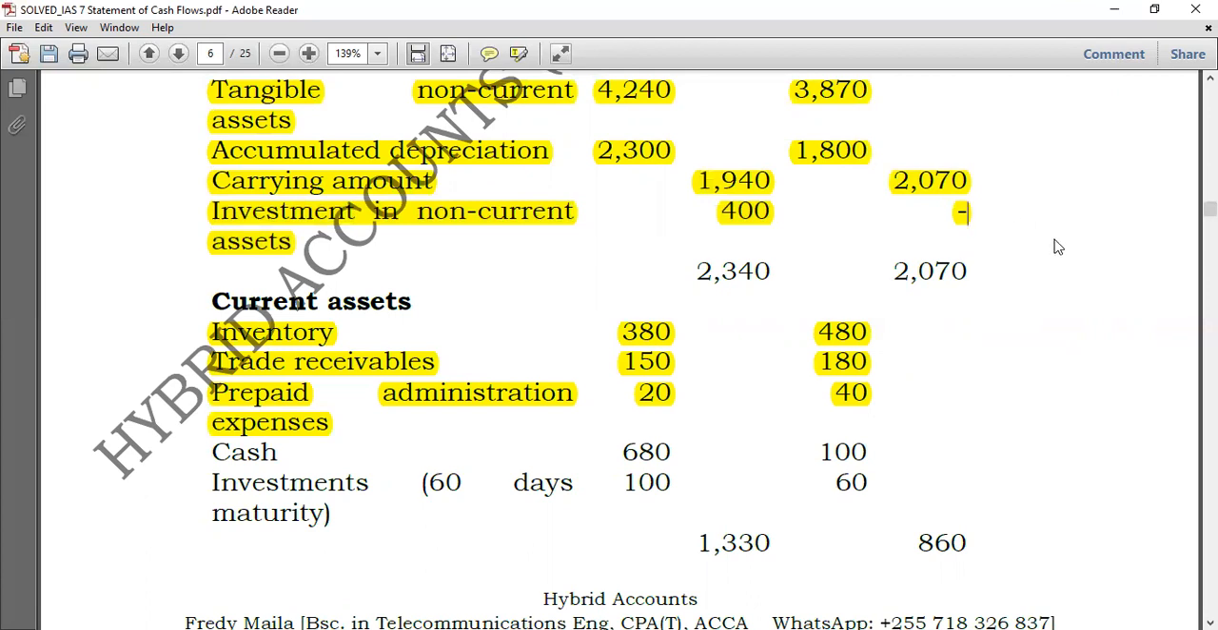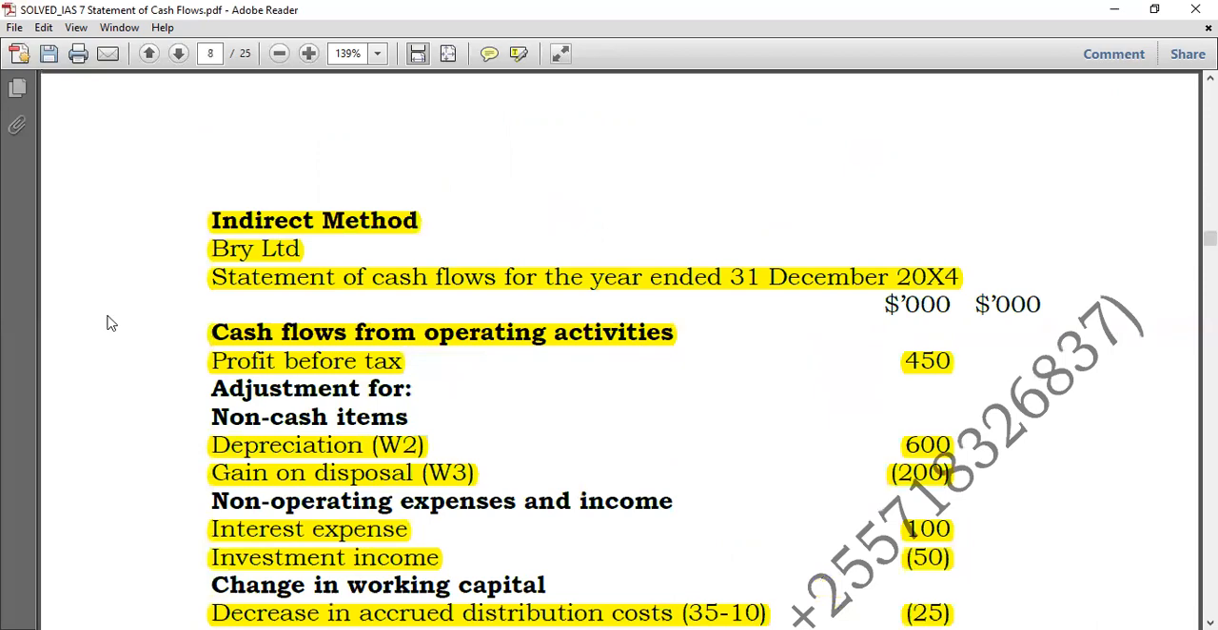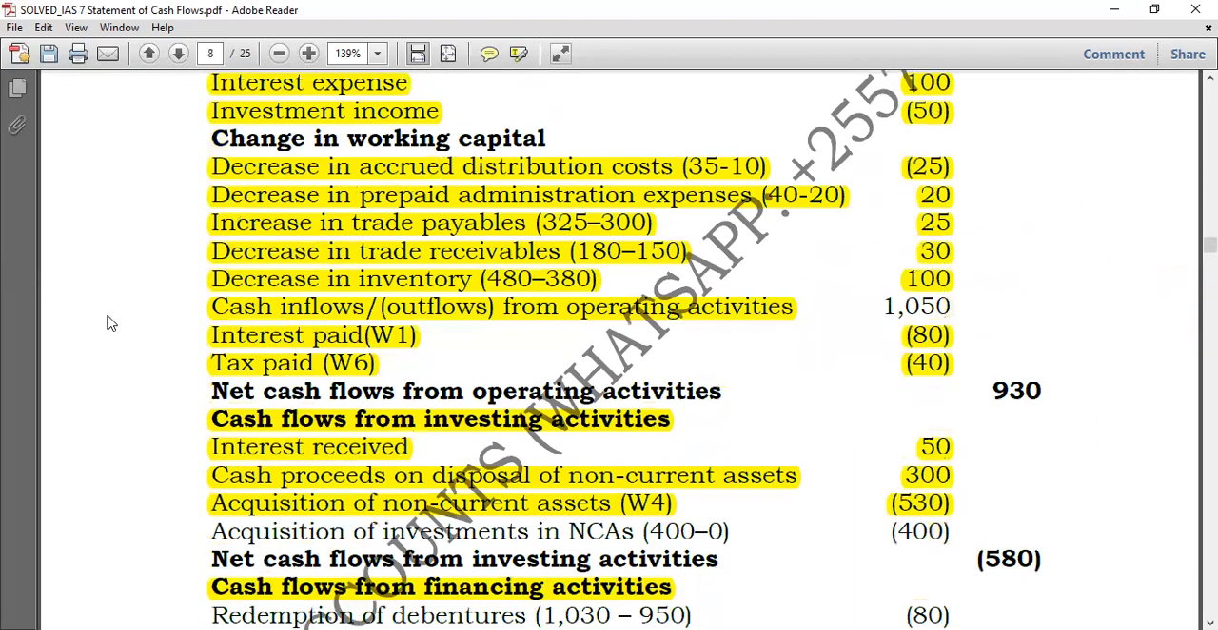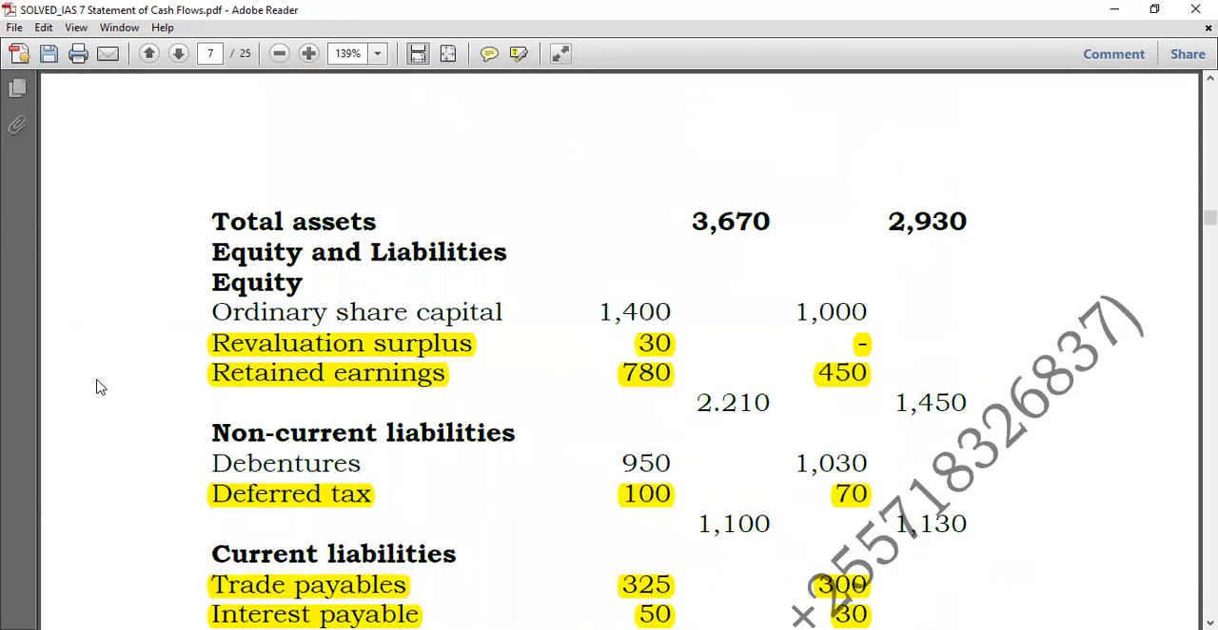I opened with nothing and I closed with 400. That means I acquired 400, right? So you could have done it directly here, under investing activities, cash proceeds, what is it here? Acquisition of investment in non-current assets, 400 minus 0, it's obviously we acquired something of 400. But usually we prepare the control account, right? Yeah, so it's just something like that.